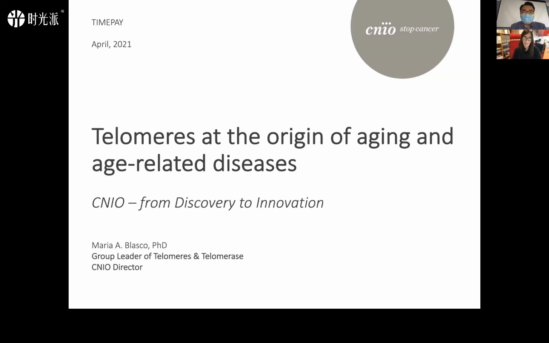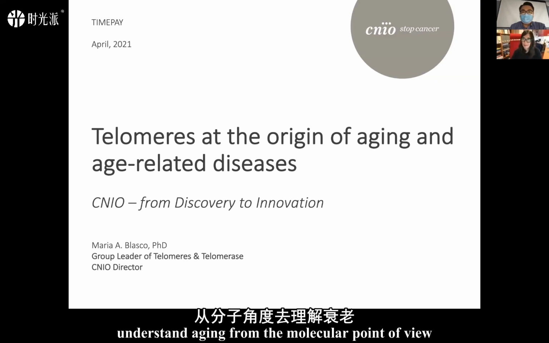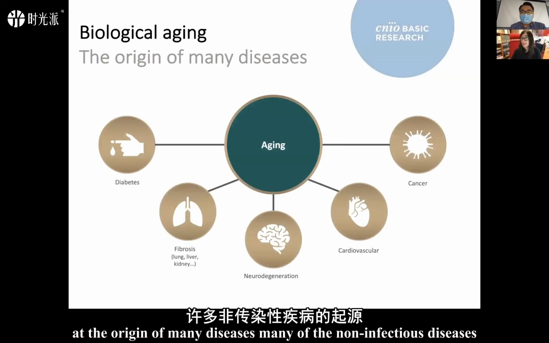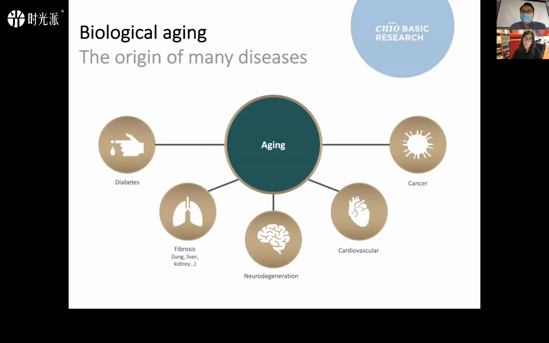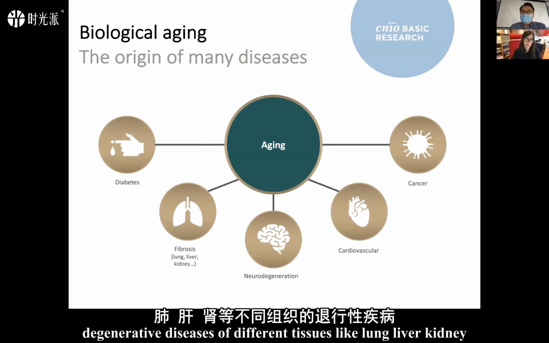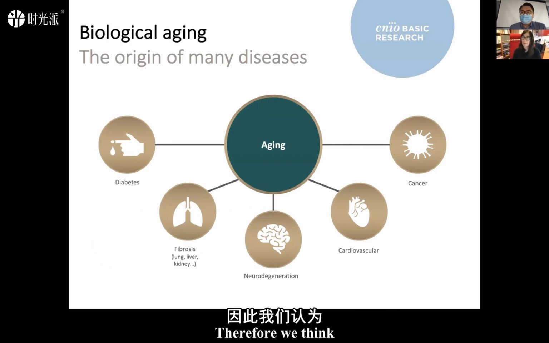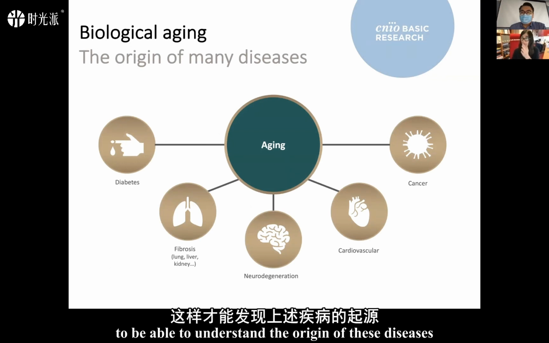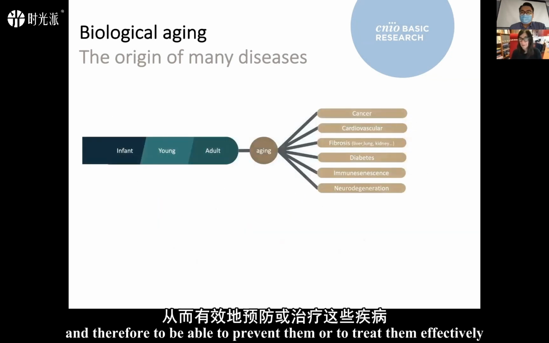So my group has been working to try to understand aging from the molecular point of view, because we think that aging is at the origin of many non-infectious diseases, such as cancer, cardiovascular, neurodegenerative diseases, degenerative diseases of different tissues like lung, liver, kidney, fibrosis, metabolic diseases like diabetes. So, therefore, we think it's very important to understand aging from the molecular point of view to be able to understand the origin of these diseases, and therefore to be able to prevent them or to treat them effectively.